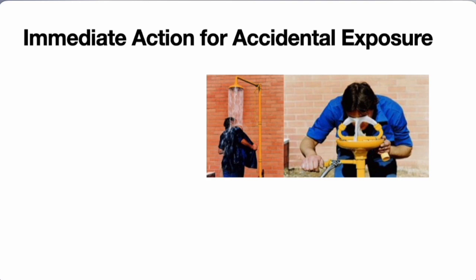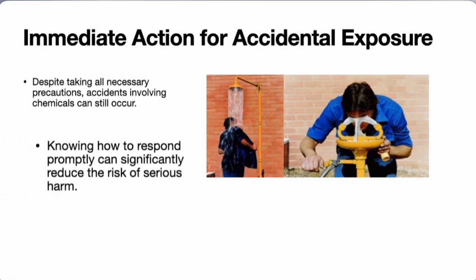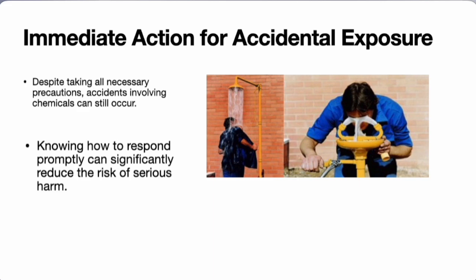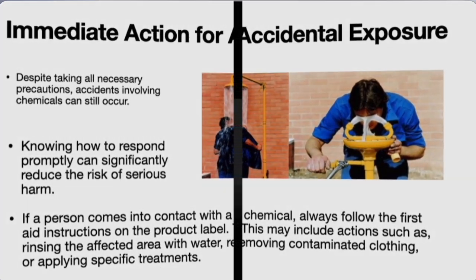Immediate action for accidental exposure. Despite taking all necessary precautions, accidents involving chemicals can still occur. Knowing how to respond promptly can significantly reduce the risk of serious harm. If a person comes into contact with a chemical, always follow the first aid instructions on the product label. This may include actions such as rinsing the affected area with water, removing contaminated clothing, or applying specific treatments.